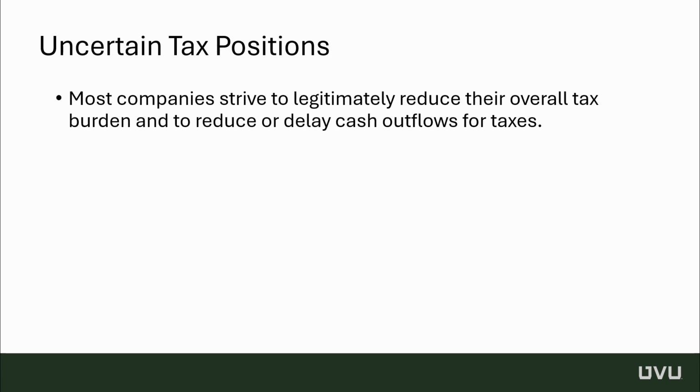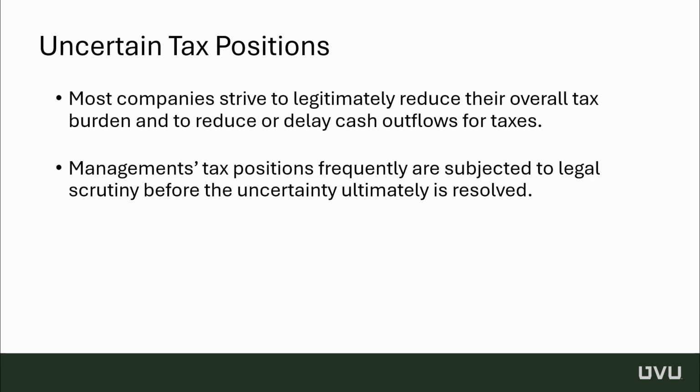Examples might include whether a deduction is allowed, whether certain income is taxable in a particular jurisdiction, or whether the company qualifies for a particular tax credit. For financial accounting purposes, we acknowledge this complexity, and we have to determine the extent to which the positions taken on the tax return are going to withstand legal scrutiny. Under ASC 740, Accounting for Income Taxes, management has to evaluate whether it's more likely than not that tax positions will be sustained if authorities challenge them.